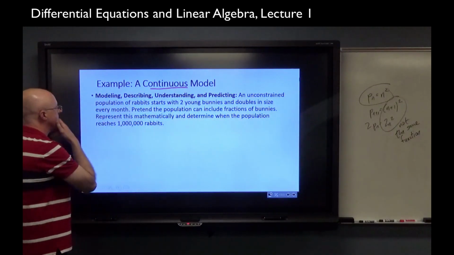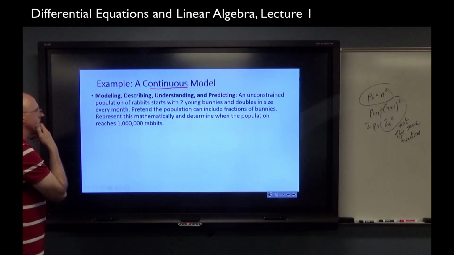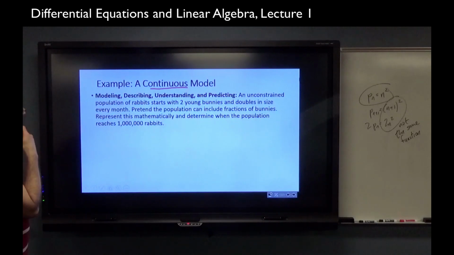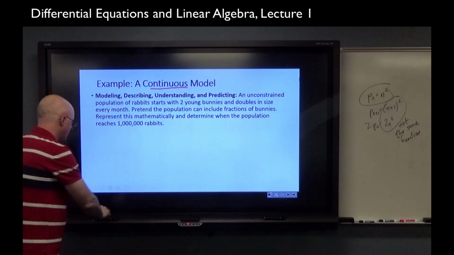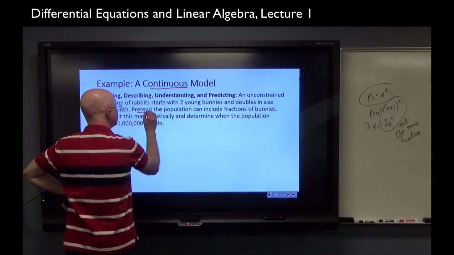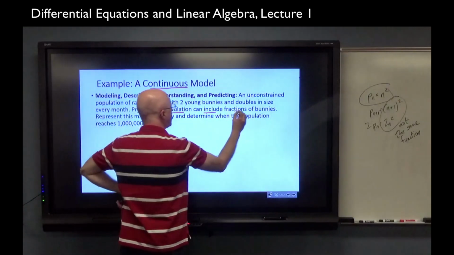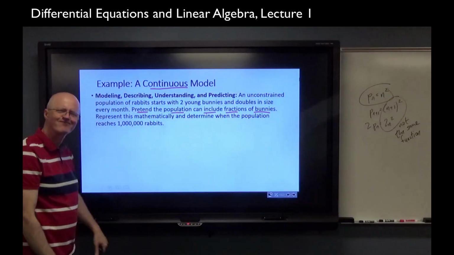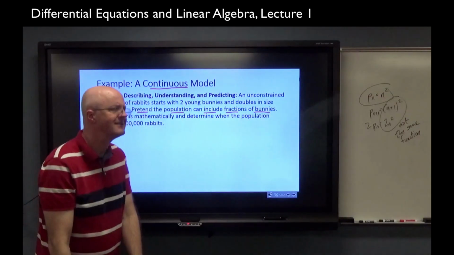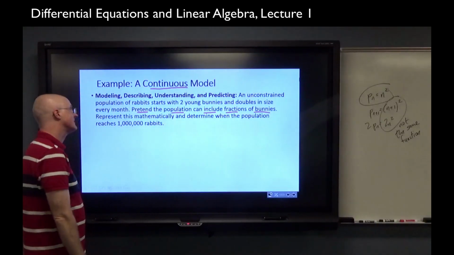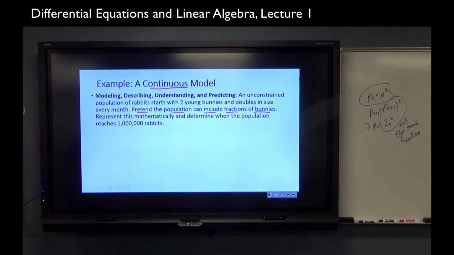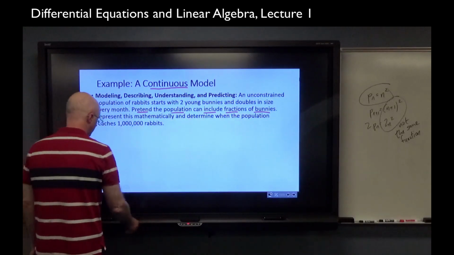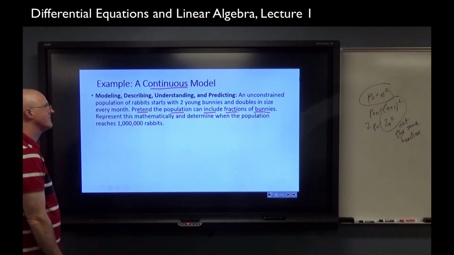You look at the description here, and it seems pretty similar to what we did before. An unconstrained population of rabbits starts with 2 young bunnies and doubles in size every month again. Here's the key initial difference. Pretend that the population can include fractions of bunnies. Obviously, it can't. Pretend. That's something you have to do in mathematical modeling a lot. Represent this mathematically and determine when the population reaches 1 million rabbits again.